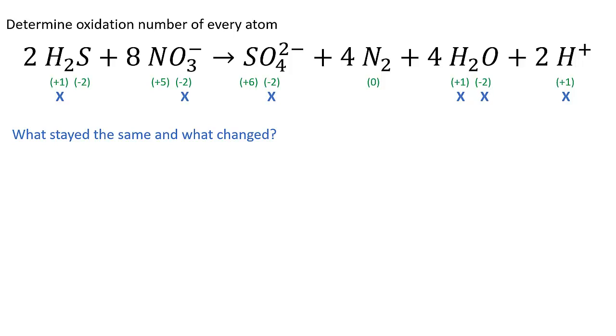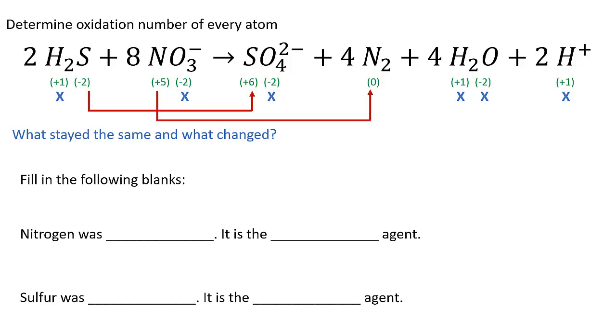In nitrate, it is a -2. In sulfate, it's a -2. And in water, oxygen is also a -2. So that means neither oxygen nor hydrogen were reduced or oxidized. So now let's compare reactants to products. Here sulfur changed from -2 to a +6, and nitrogen changed from a +5 to a 0. With that being said, I want you to pause the video and try and fill in the following blanks.